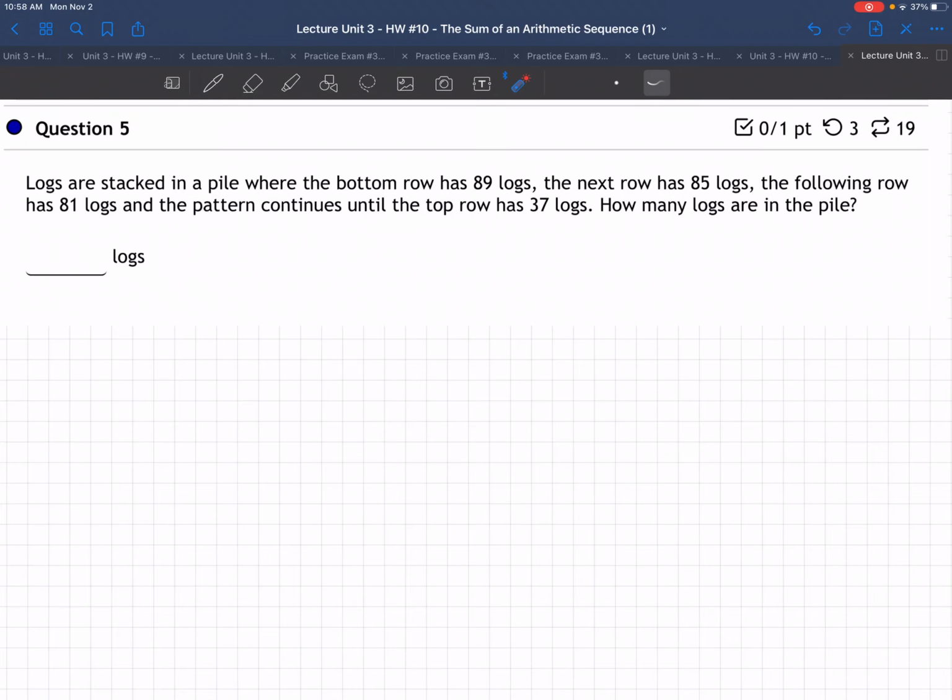Here's an example in which logs are stacked in a pile where the bottom row has 89 logs, the next row has 85 logs, the following row has 81 logs, and the pattern continues until the top row has 37 logs. How many logs are in the pile? All right, so basically we're supposed to add up the numbers 89 plus 85 plus 81 until the top row, which has 37.